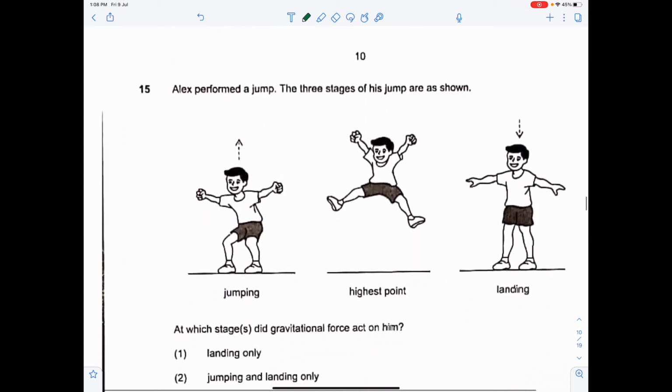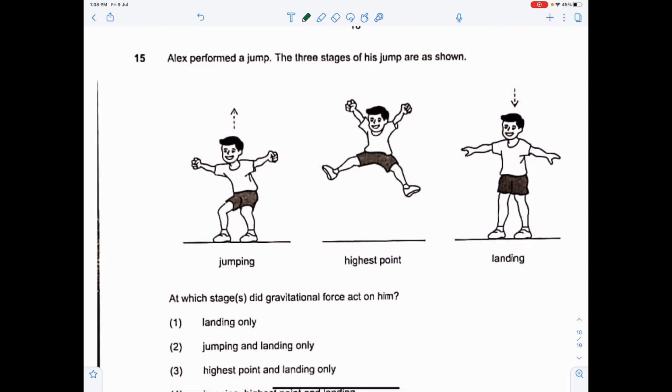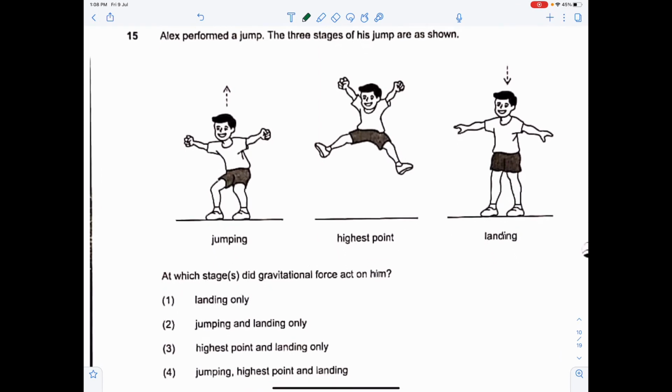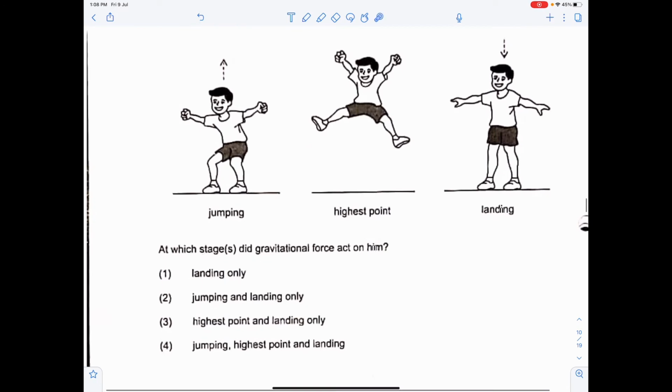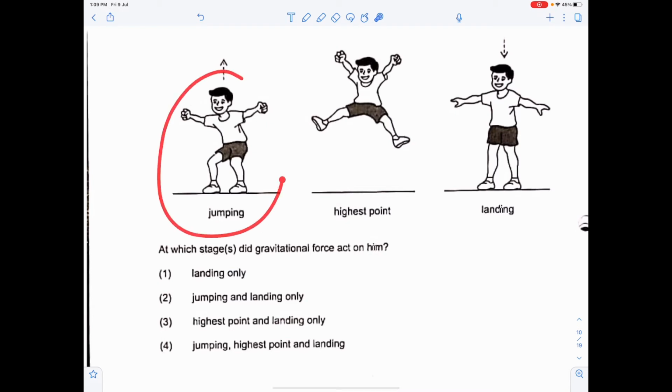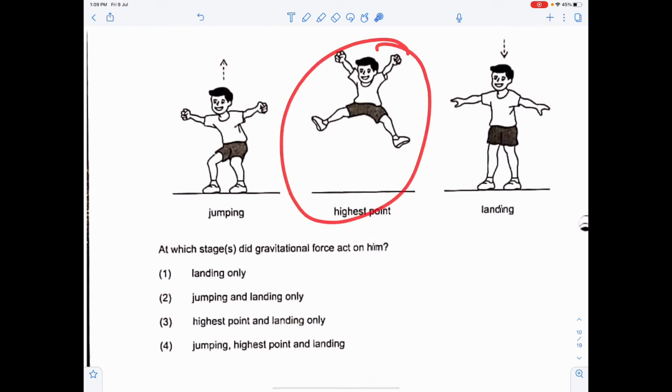Next. 15. Alex performed a jump. The 3 stages of his jump are as shown. Okay? At which stage or stages did gravitational force act on him? So this is a very common trick question. Simple. As long as you're on Earth, unless you're in a specialized chamber that negates gravity, gravitational force is always acting on you. If not, the boy should be floating up. Okay, going in space or whatever. He should not be planted to the ground. So the answer is 4.